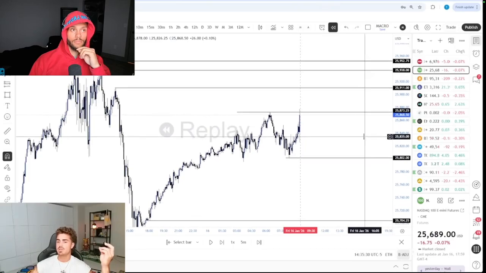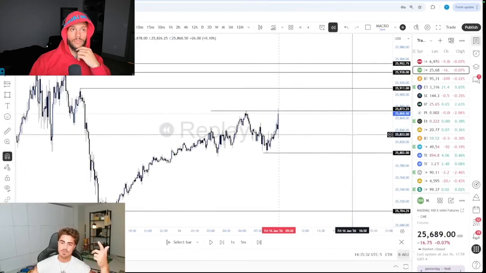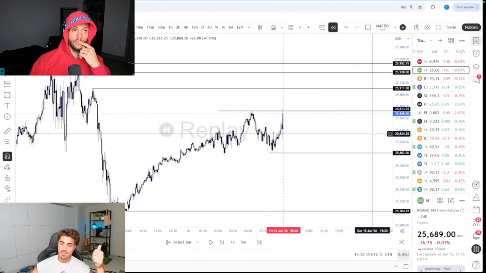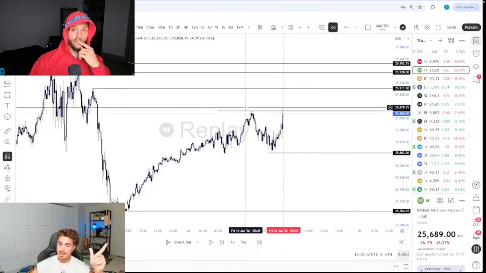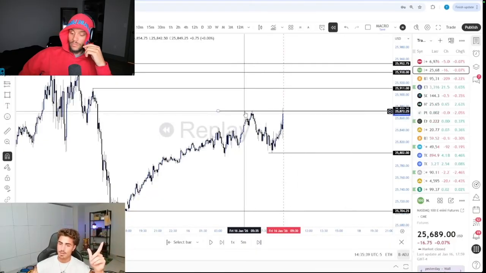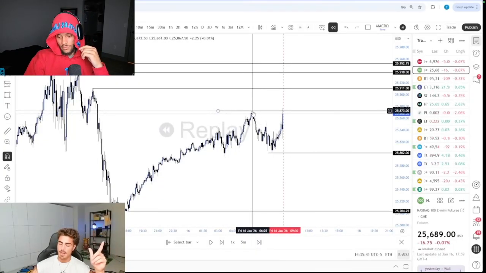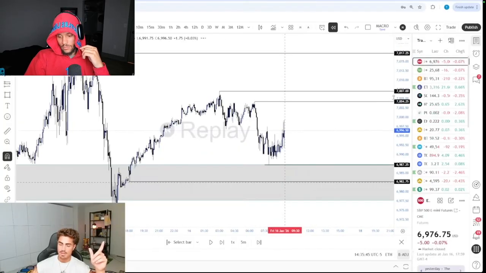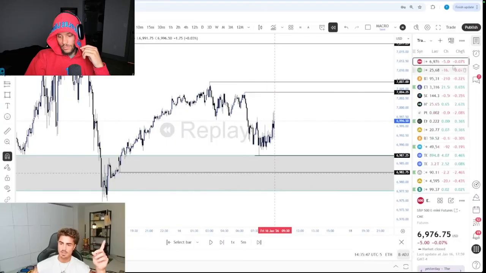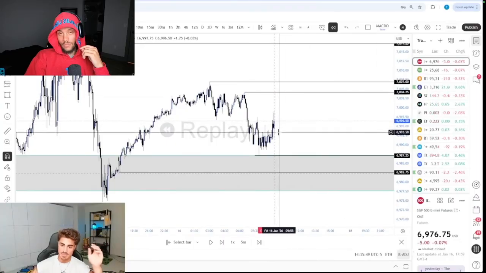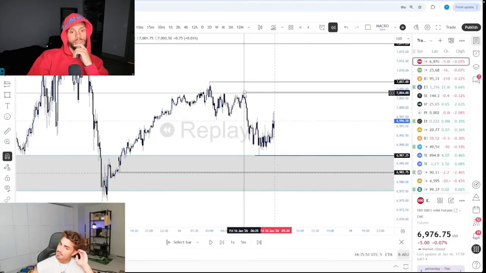I'm looking at these draws on liquidity as one of two things, okay? Entries and targets. Right now, we just pushed up above this Friday's high. On the S&P 500, London session high on the S&P 500, we're significantly underneath this high right now.